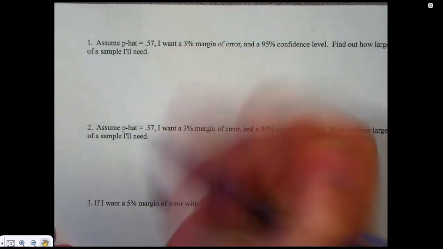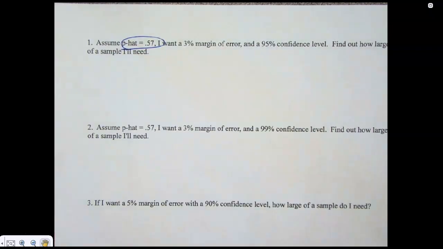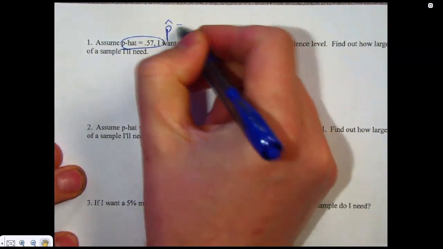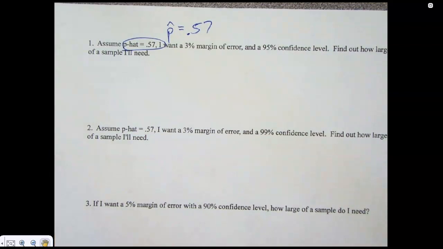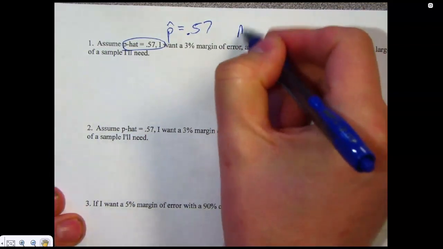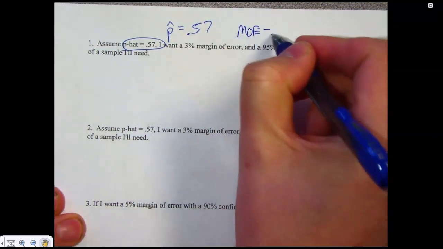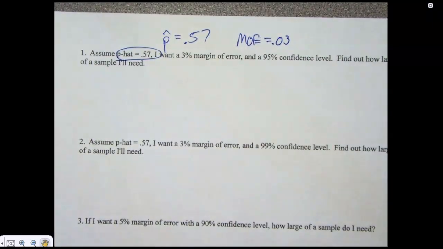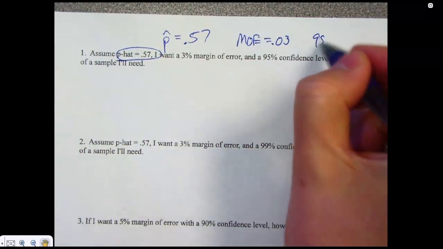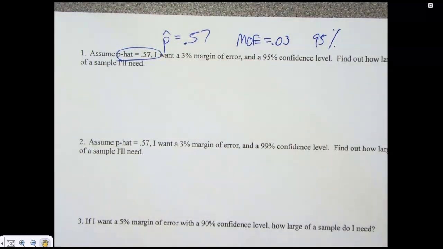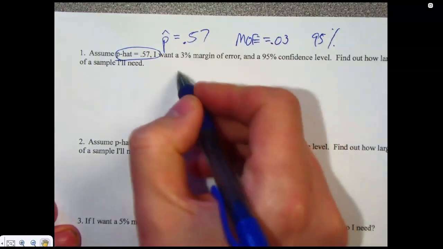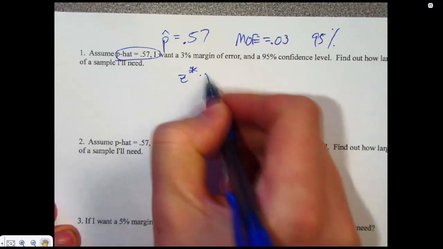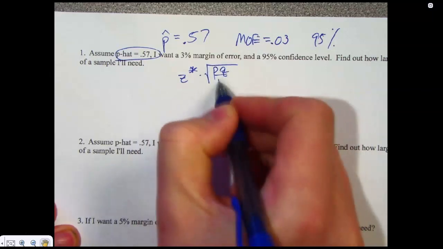So if I look at that first one, sometimes they'll give you p-hat, sometimes they won't, and we'll talk about what to do if they don't. So assume p-hat is 0.57. I want a 3% margin of error, so margin of error equals 0.03. You've got to put it in decimal version. Got a 95% confidence level. Find out how large of a sample I will need. So the margin of error is Z star times the square root of PQ over N.